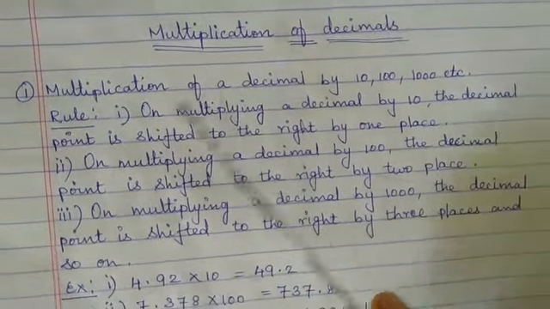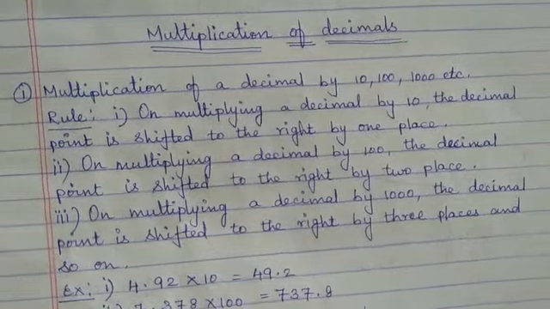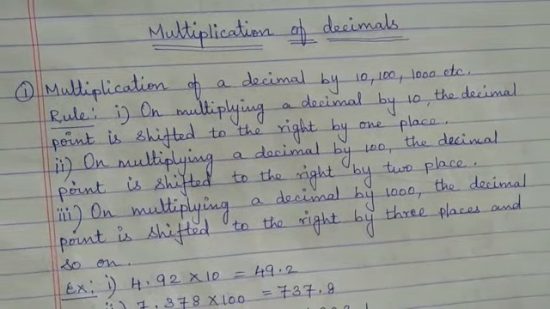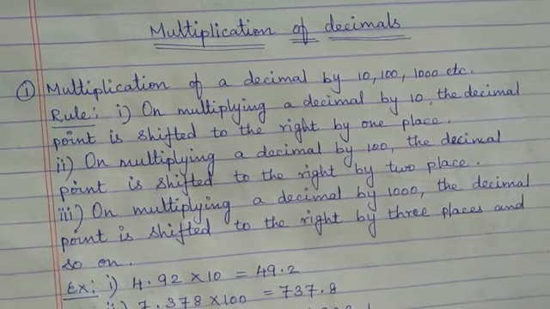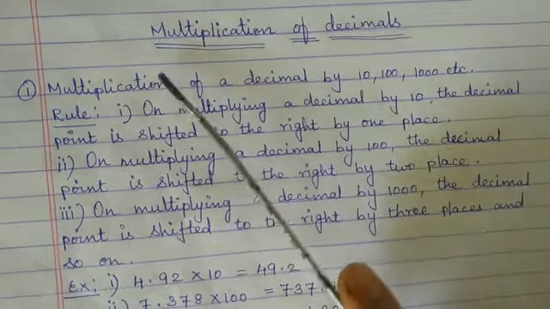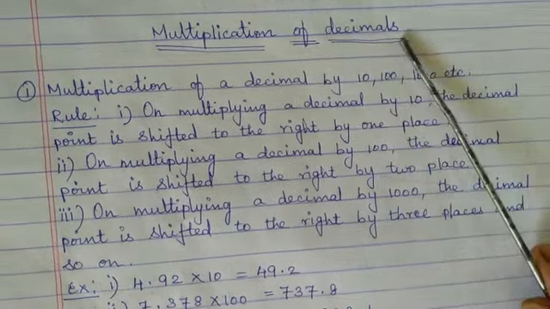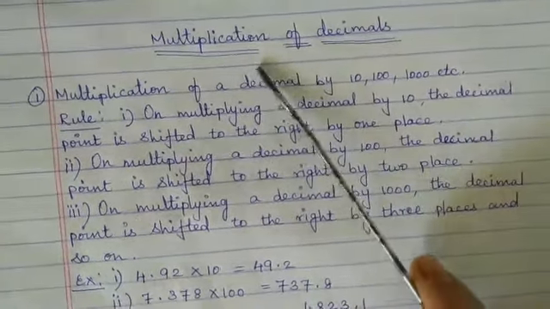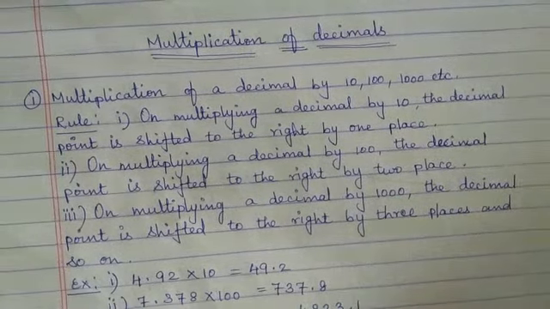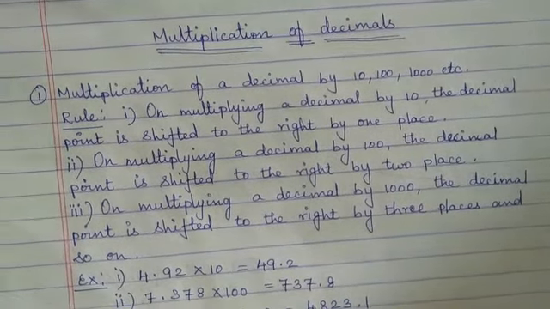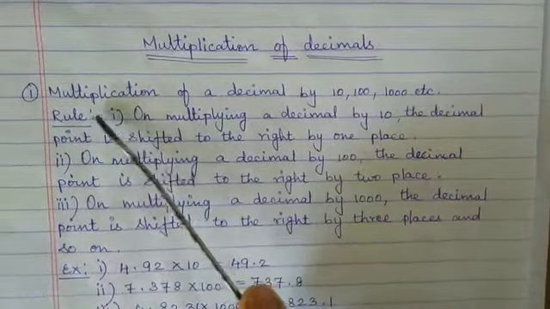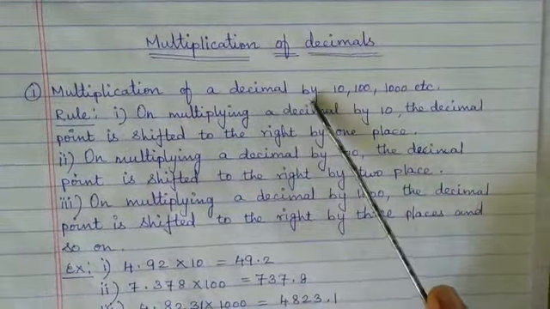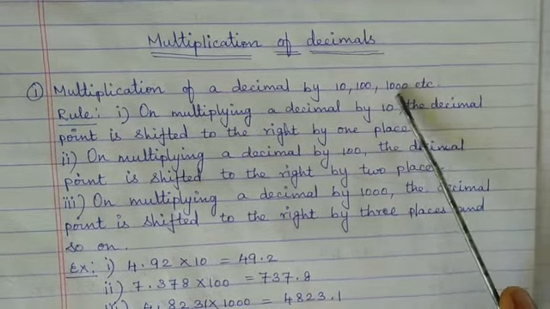We have completed addition and subtraction of decimal numbers, and you are practicing these every day. Now move on to multiplication of decimals. Multiplication means you have to learn the table thoroughly. Already you have studied the multiplication table in fractions also. So first rule: multiplication of a decimal by 10, 100, 1000, etc.